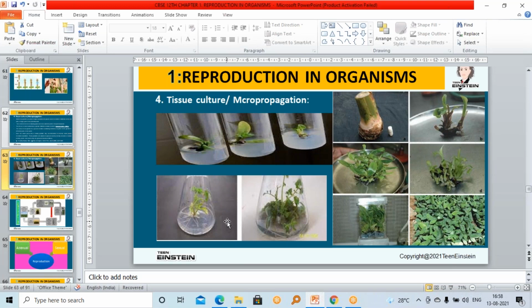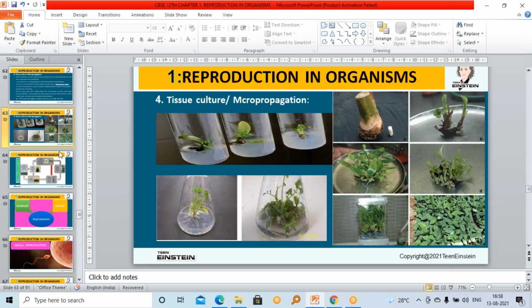So have you ever seen or visited any tissue culture laboratory? Do you have any idea about a tissue culture laboratory? In a tissue culture lab, what are they doing or how are they producing these plants? I'll explain step by step.